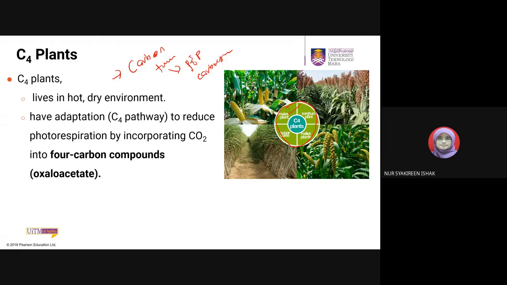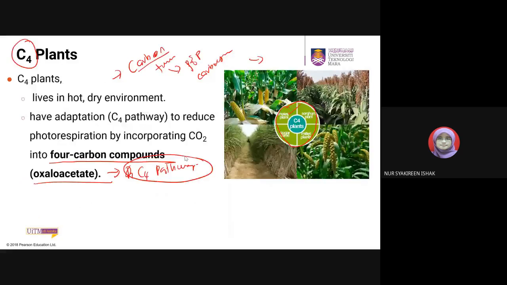Okay, so bila carbon combine dengan the first carbon dioxide acceptor, which is PEP, so dia akan menghasilkan 4 carbon compound which is oxaloacetate. So that's why kita namakan dia sebagai C4 plant, ataupun for this plant dia undergo C4 pathway. Sebab apa? The first product of first carbon fixation is a 4 carbon compound which is oxaloacetate. Saya short form dia sebagai OAA selepas ni, OAA, oxaloacetate.